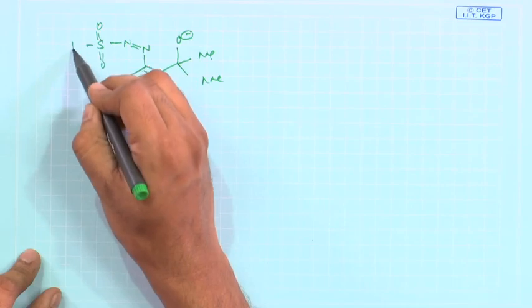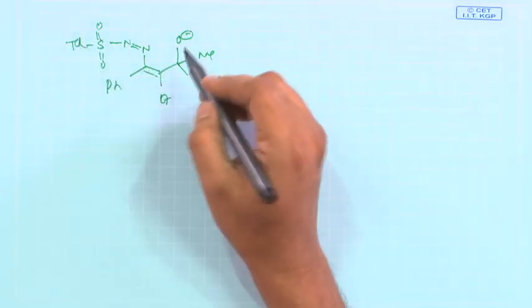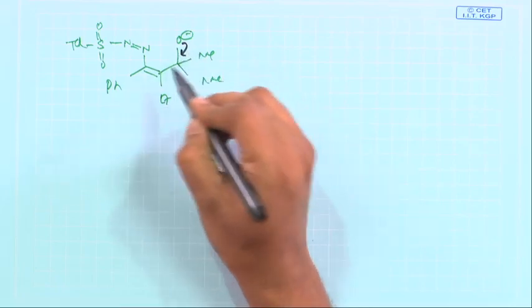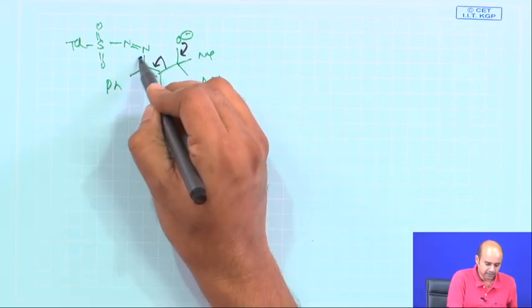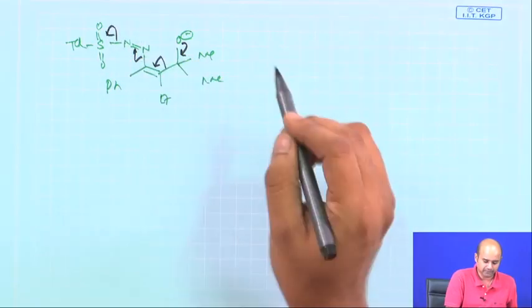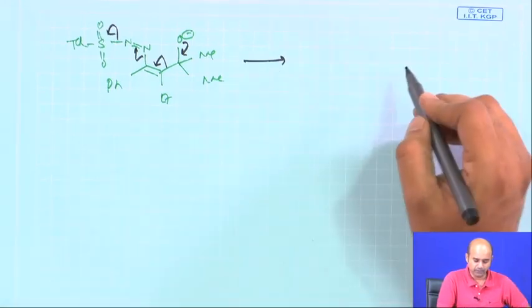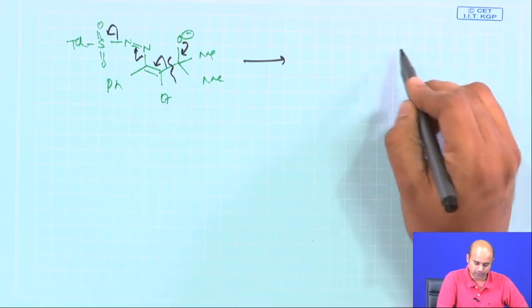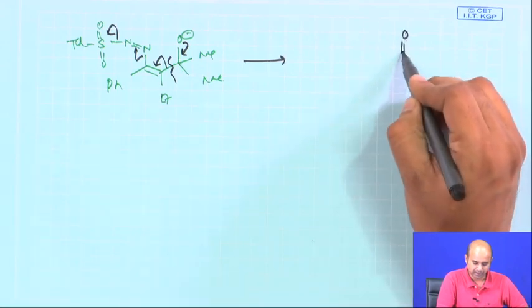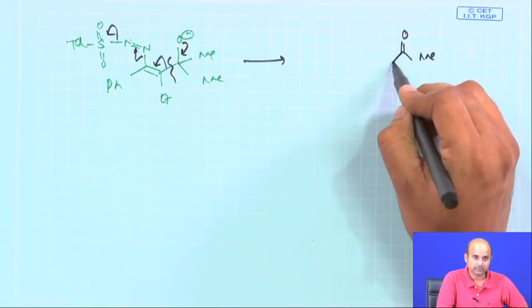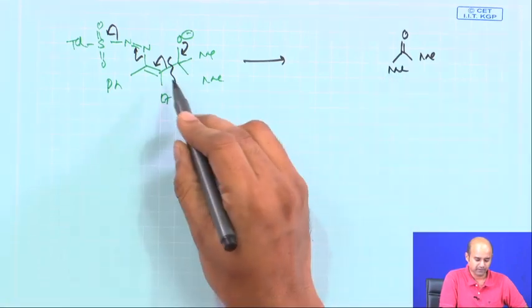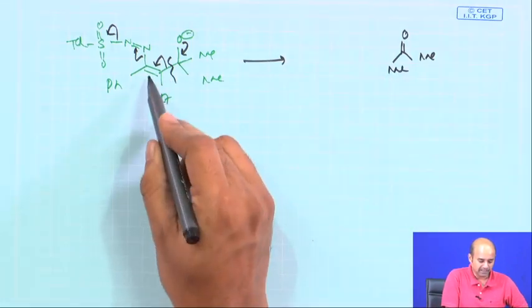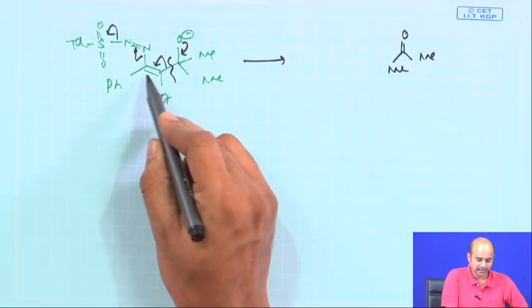So, this is your thing. As I said, the fragmentation takes place like this, like this, like this, like this, and finally, what you get? You basically get, from this part, this bond is going to be chopped down. You basically get acetone. Acetone is this, you get acetone, okay, and then you are getting an alkyne here.